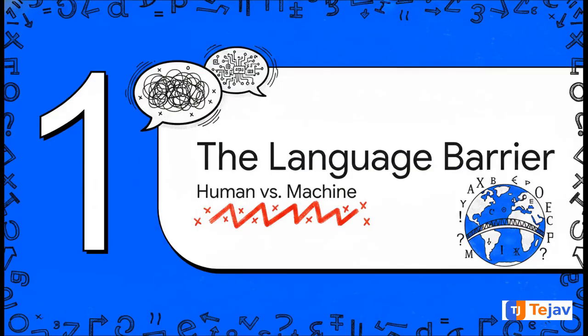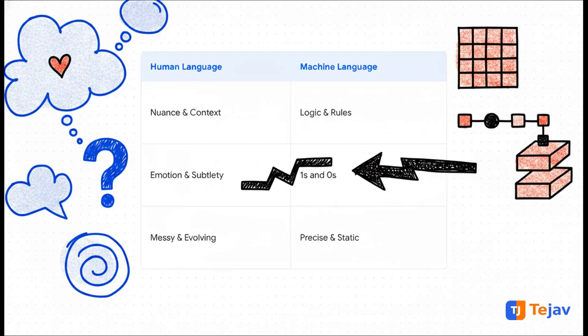All right, to really get this breakthrough, we have to go back a bit. We need to understand this huge, monumental challenge that scientists were stuck on for decades. And that was breaking the language barrier between us and our computers. Just think about it for a second. Our language is just messy, right? It's filled with nuance, inside jokes, sarcasm, all these unwritten rules, and it's always changing. But machine language, that's the total opposite. It's pure logic, super rigid, just ones and zeros. For the longest time, trying to connect those two worlds seemed pretty much impossible.